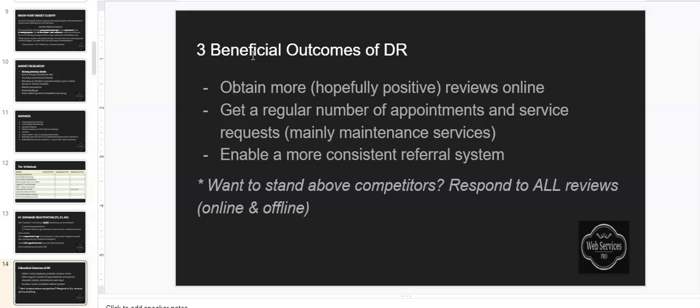You're obviously going to get a regular number of appointments and service requests every month. And again, this is mainly for maintenance type of services. And also, I'll show you how to enable a more consistent referral system.